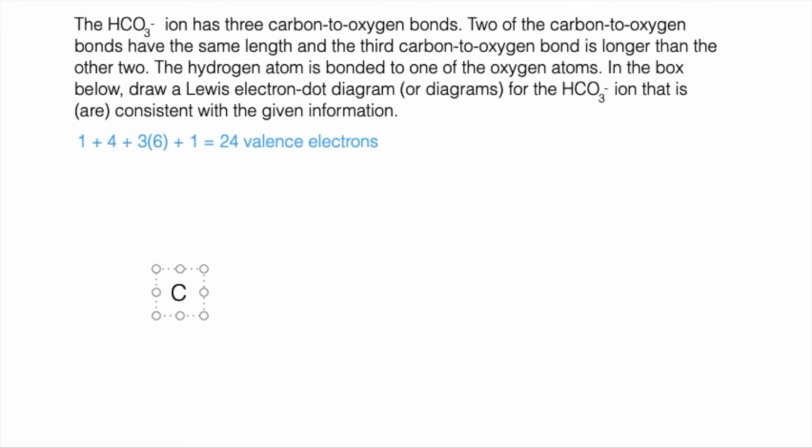The problem tells us that we've got 3 carbon to oxygen bonds, and that the hydrogen is bonded to one of the oxygens, not the carbon. 2 of the carbon-oxygen bonds have the same length, and one of them is a different length. This means we've got 2 single CO bonds and 1 double CO bond. So I'm going to start drawing that down here. Here are the single bonds, and last but not least, the double CO bond.